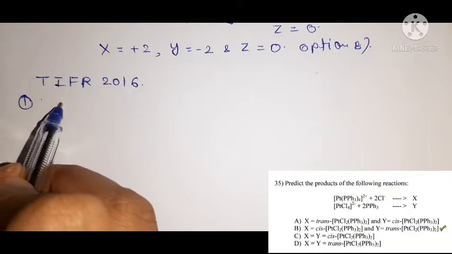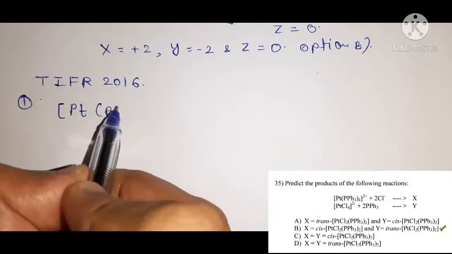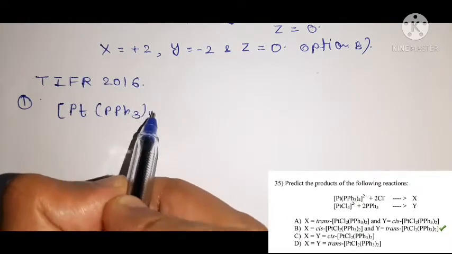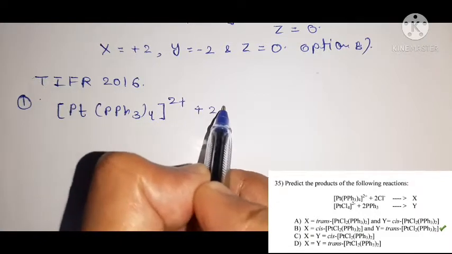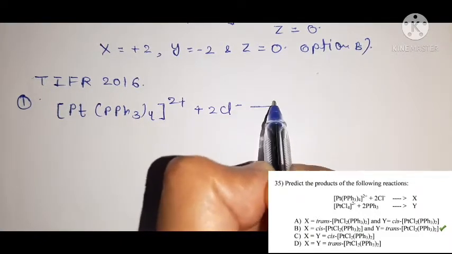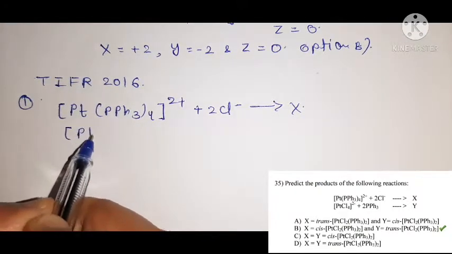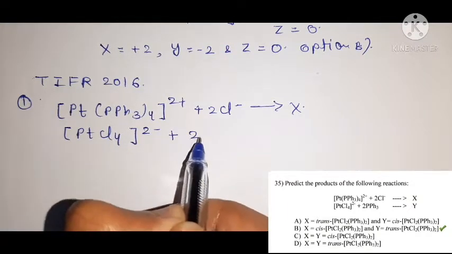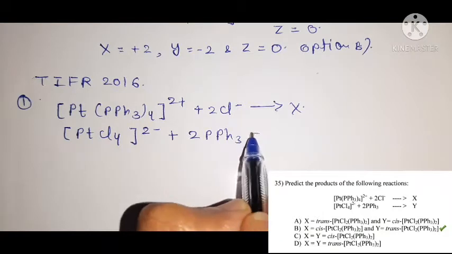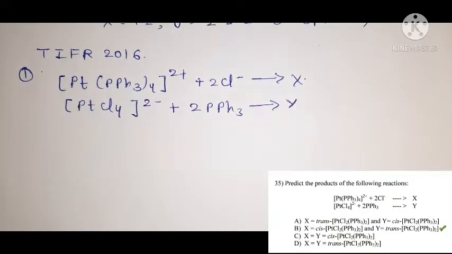The first reaction is between this complex, where this ligand is triphenylphosphine, plus 2 moles of Cl minus, which gives X. And the next one is with 2 moles of PPh3, which gives Y. You must find the products X and Y.